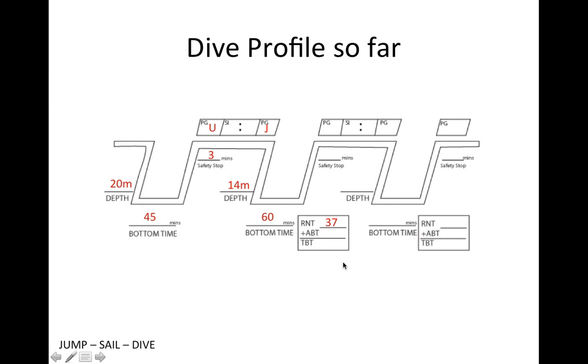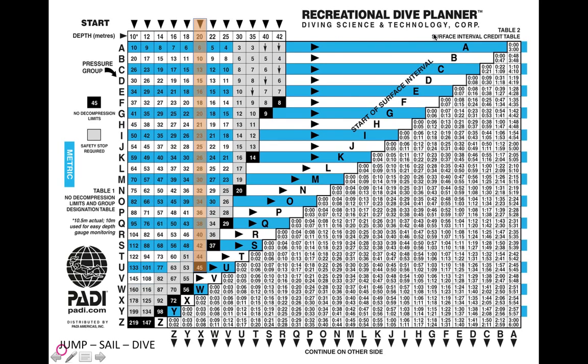Let's continue on. Now we need to turn the dive planner back over and use table 2 now. Now in the first one we figured out that U was the pressure group at the end of the dive, and our second calculation we worked out J was the pressure group at the end of the surface interval.